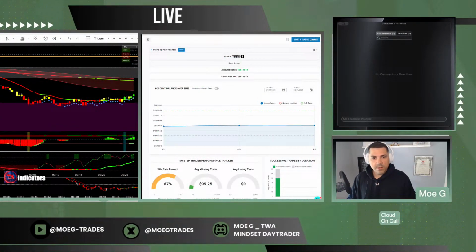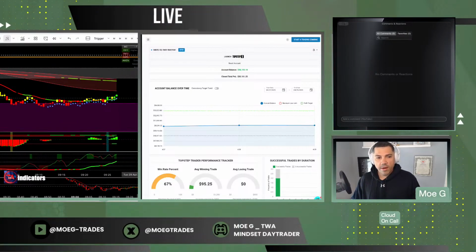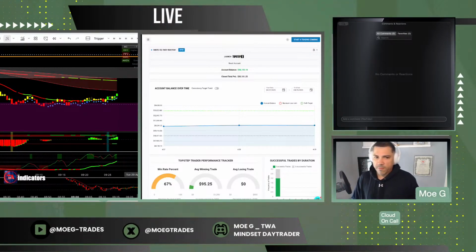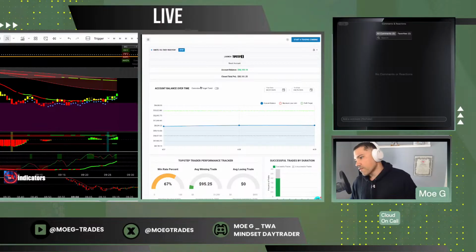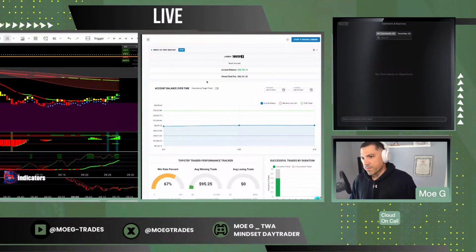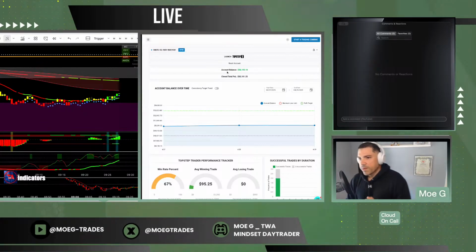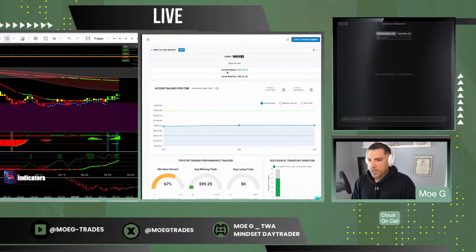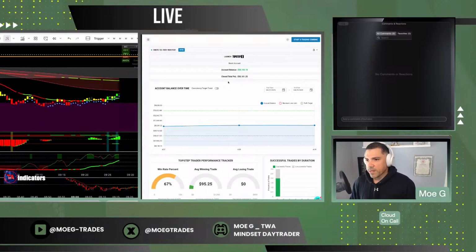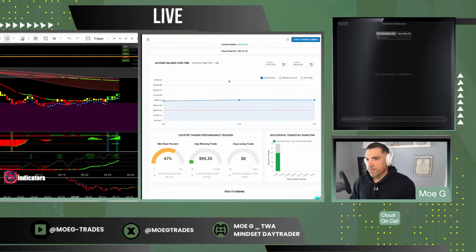Okay, so this is a setup of how I really trade. I have my trigger chart on one side, and I have my brokerage chart on the other. This is the new TopStep dashboard, which is absolutely awesome. You get real-time account balance. You get your real-time closed P&L.